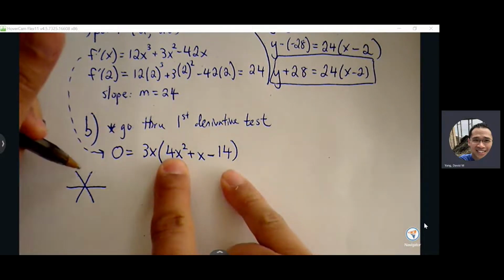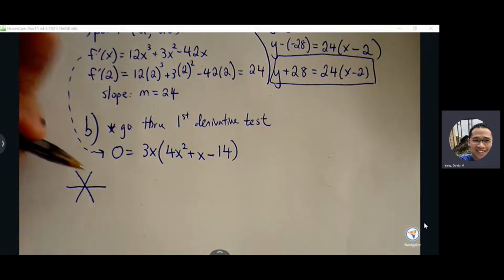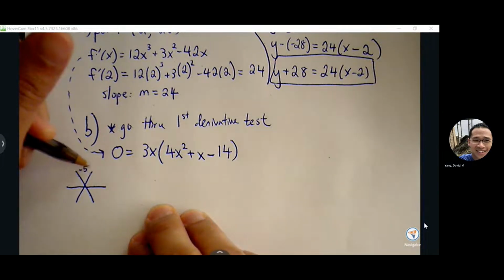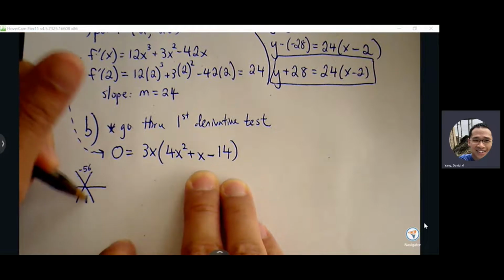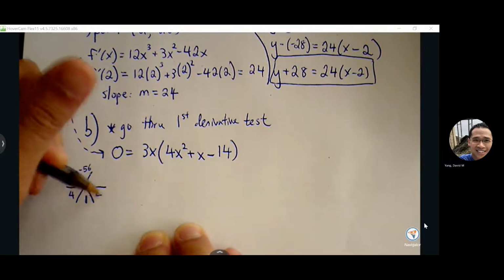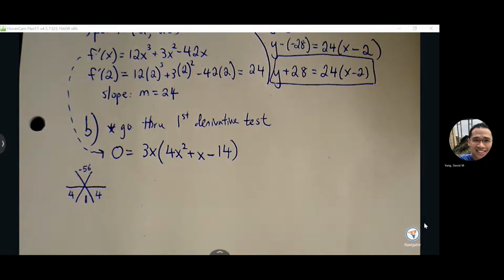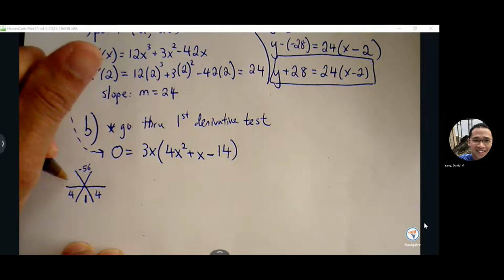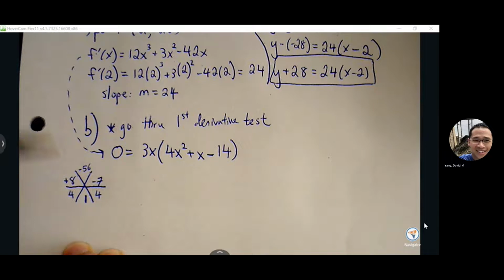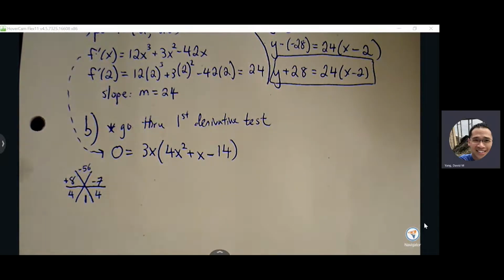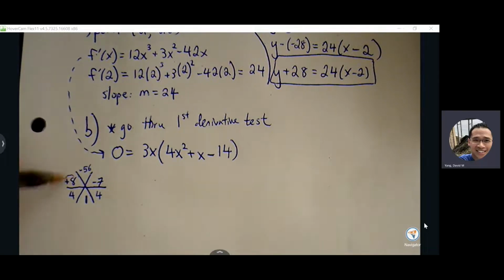A times C, 4 times -14 is -56. So it multiplies to be -56 and adds up to be 1. It'd be 7 and 8, right? Be -7, right? Yeah, -7. So 8. Let's double check this. 8 times -7 is -56. 8 minus 7 is 1. We know that's good.